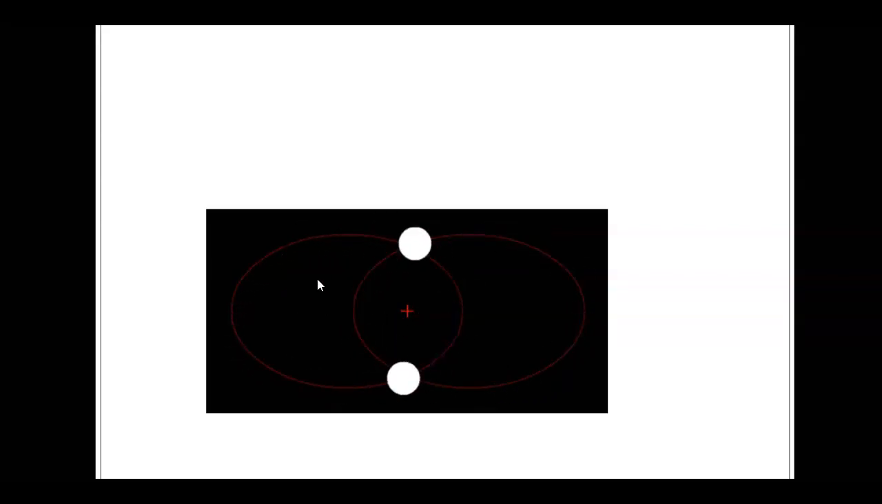And they don't have to be the same size. They could be completely different in size. But this is just to show you what that would look like. Okay, that would be a binary star system.